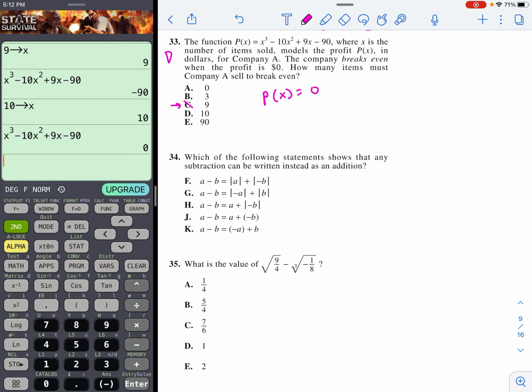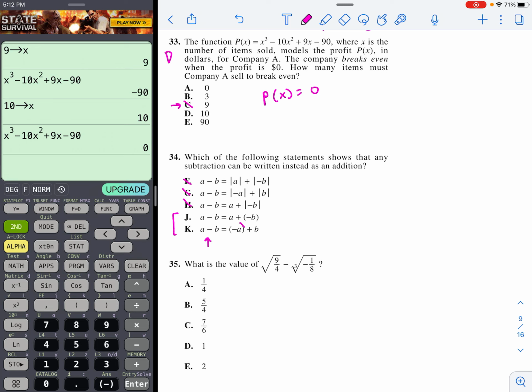34, which of the following statements shows that any subtraction can instead be written as an addition? I was between J and K, because it certainly looks like any subtraction can be written as an addition. So J and K are the only ones that really look like they make sense to me here. And what we're looking for is the ones that immediately look true to me, at least J does.